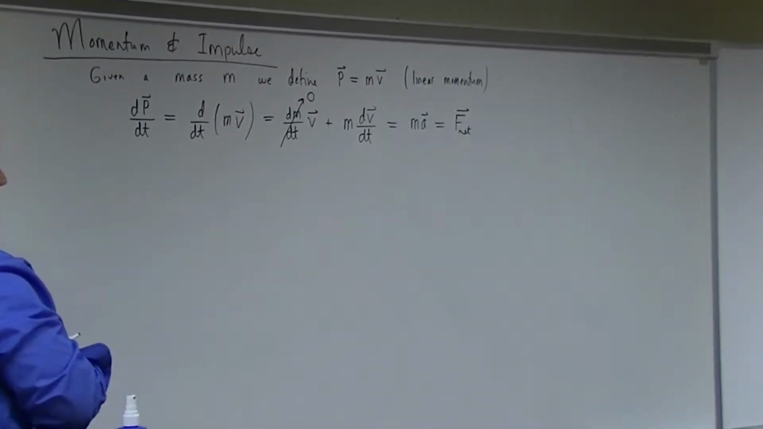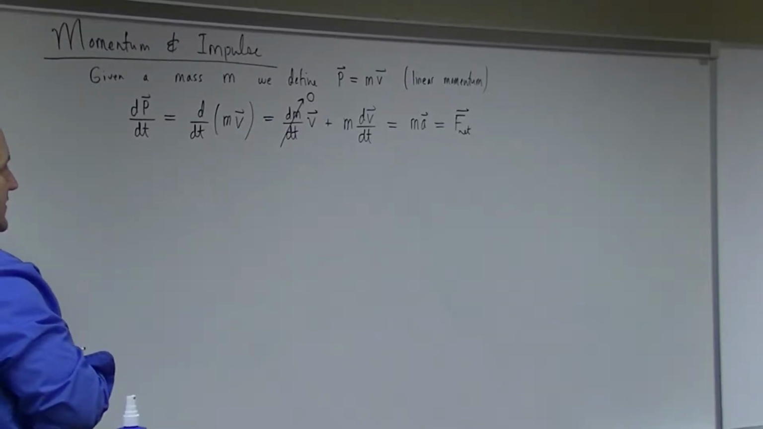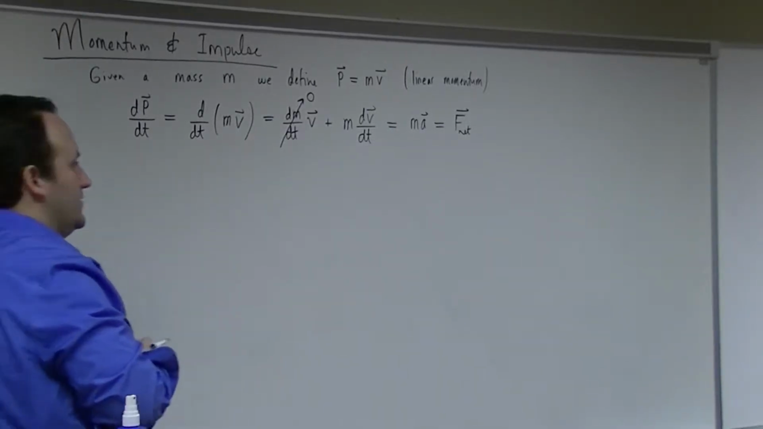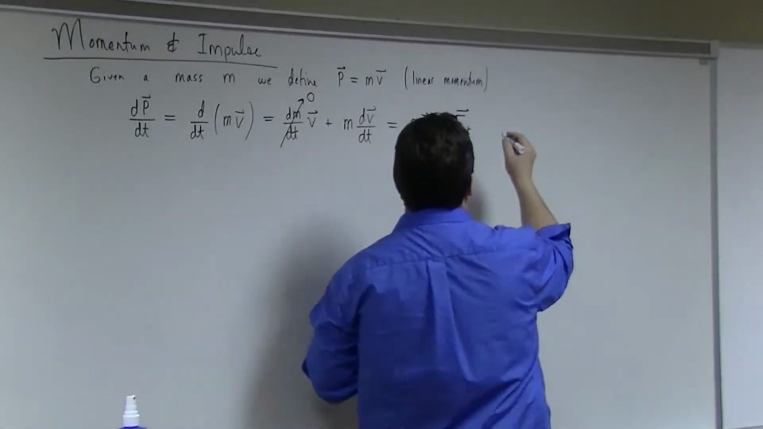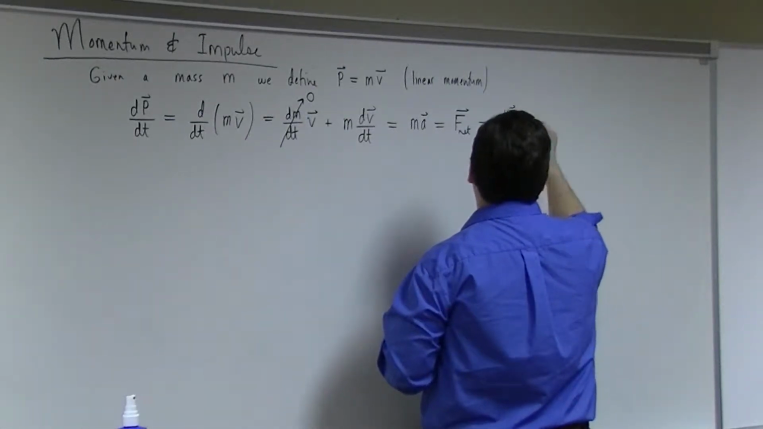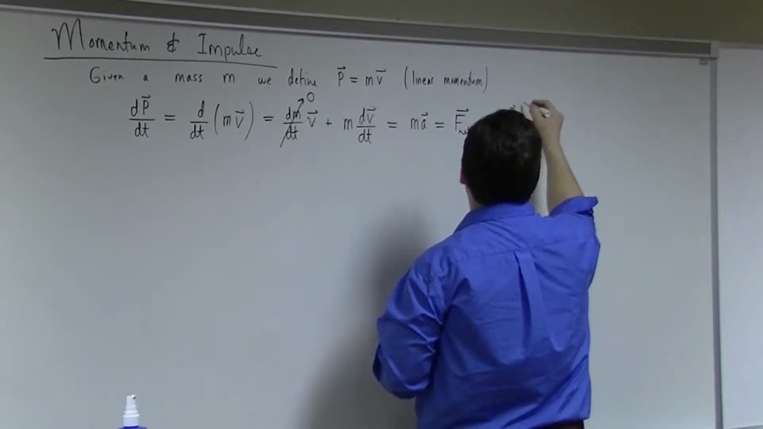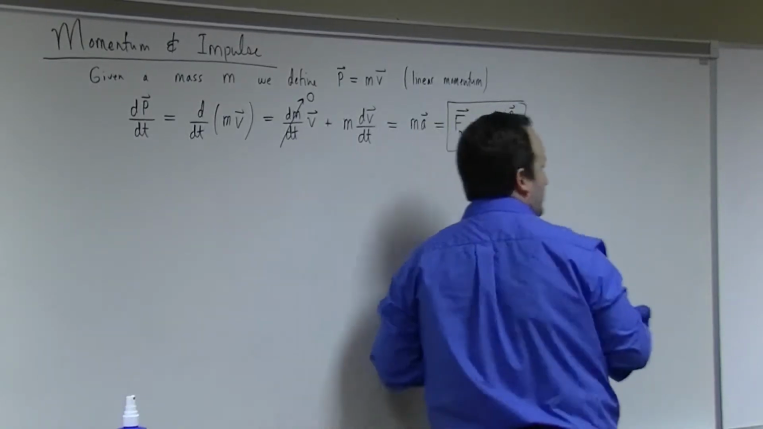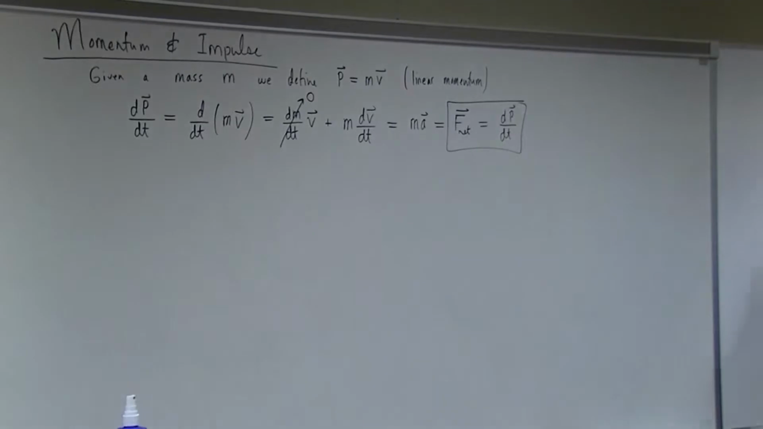So there you go. We've now discovered that there's a perhaps better way to state Newton's second law. Newton's second law is even better stated as the net force is dp/dt, where p is the momentum, the time rate of change of the momentum. Newton's second law in terms of momentum.